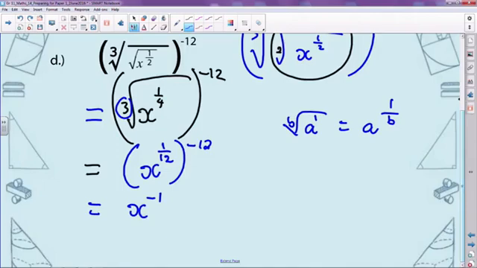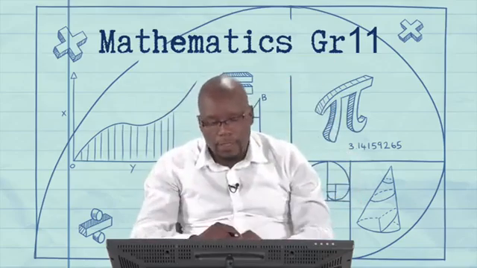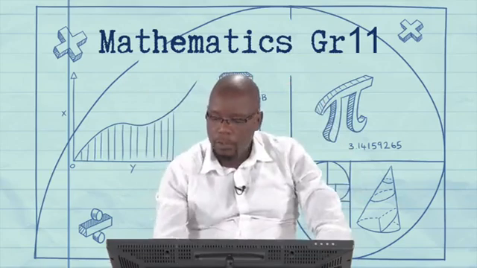Now remember, guys, when you're dealing with your exponents, you leave your answers with positive exponents, so this is 1 over x. So that whole thing might look complicated, but if you start with the inside and simplify it first, and then you go to the outside bracket or outside exponent, then you will be fine.